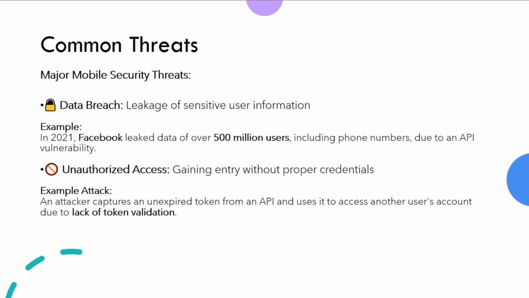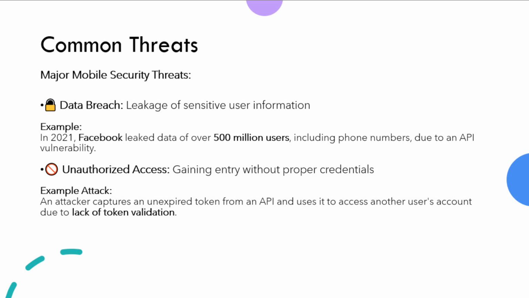There are some reasons, including storing data without encryption in local storage, for example, using SQLite databases or shared preferences. The second reason is sending data over insecure networks and weak server side security, such as open APIs or poor database protections. And one more reason is developers hard coding credentials and keys in source code. For example, in 2021, Facebook leaked data of over 500 million users, including phone numbers, due to an API vulnerability. So, this is called data breach, and this is the most common.